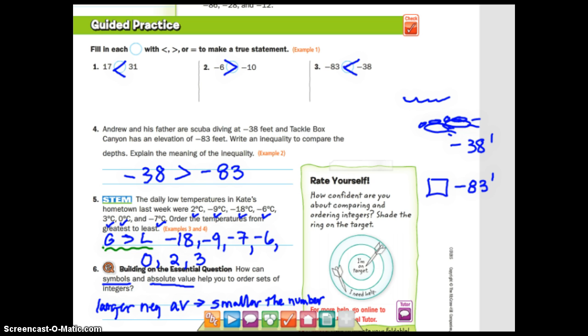Lastly, symbols and absolute value. The larger the negative absolute value, the smaller the number. We'll talk about that more tomorrow when I see you.